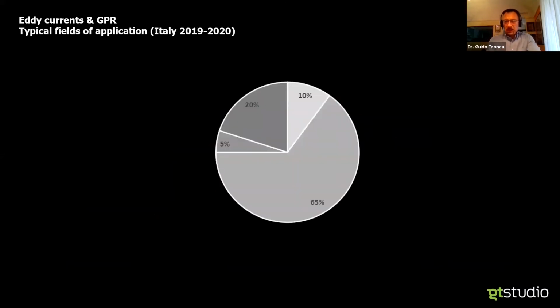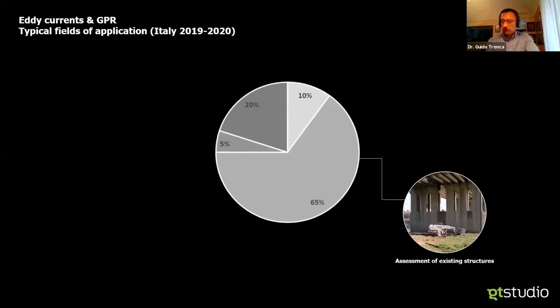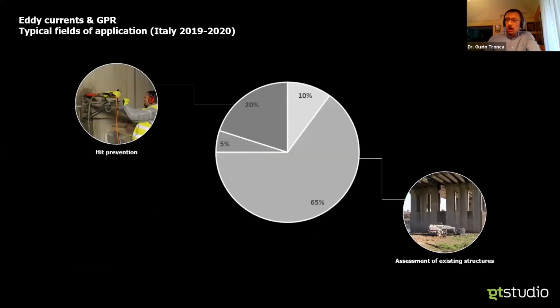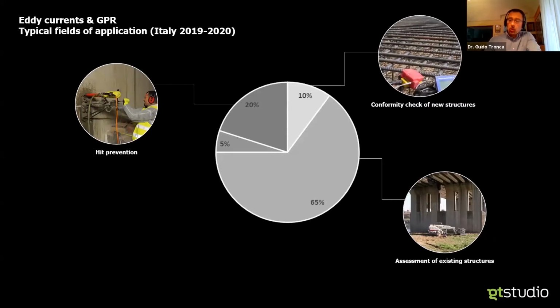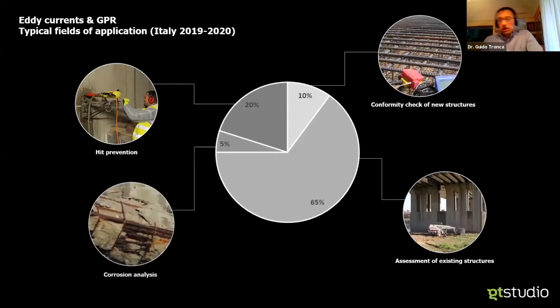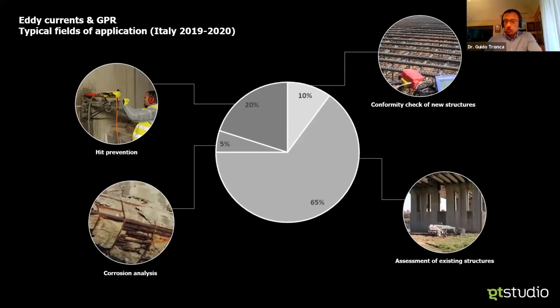Now, I will begin just with a short overview of why you should have or use a GPR or Eddy Current. Recent years, my region is assessment of unknown existing structure, big infrastructure. Who knows what's inside there? Hit prevention, I don't care what the hell there is there, but I need to avoid it. Or quality control: was that building made as per specifications? Or as a part of the corrosion analysis.